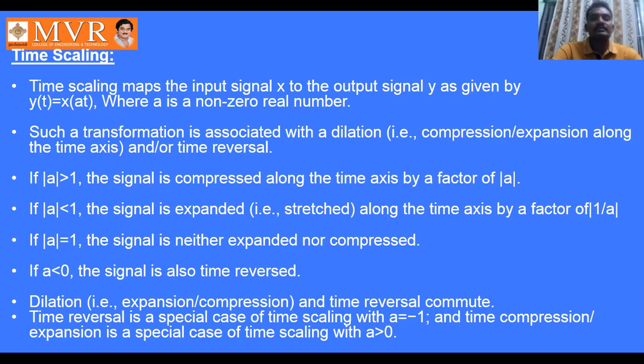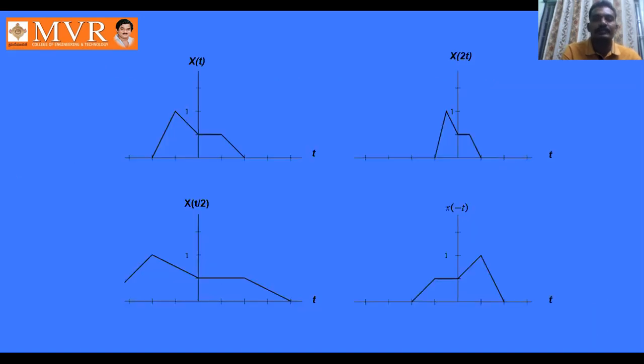Time reversal is a special case of time scaling with a equal to -1, and time compression or expansion, that is dilation, is a special case of time scaling with a greater than 0.